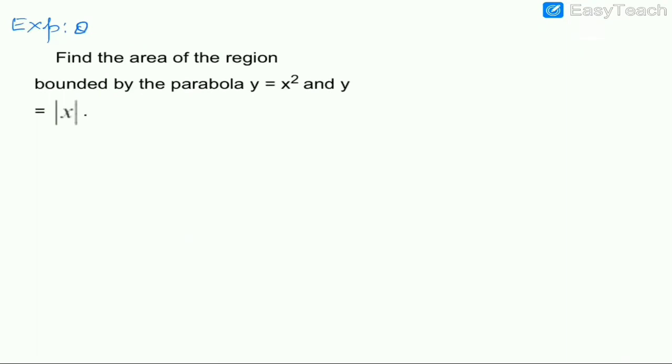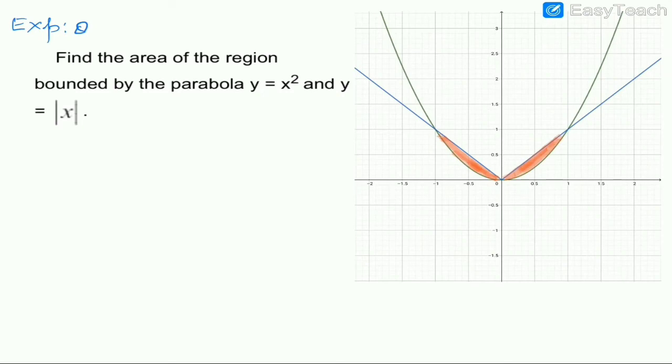In example 8, find the area of the region bounded by the parabola y is equal to x square and the y is equal to mod x. The graph of this parabola and the y is equal to mod x looks like this. And we have to find the area of the red shaded region. Let this point be A, this point be O and this point be B.